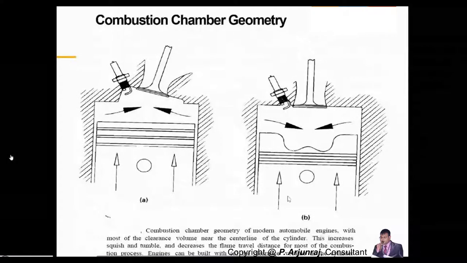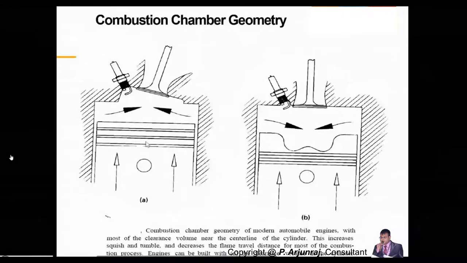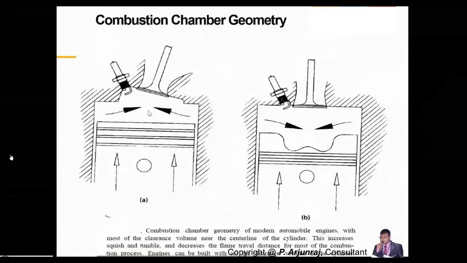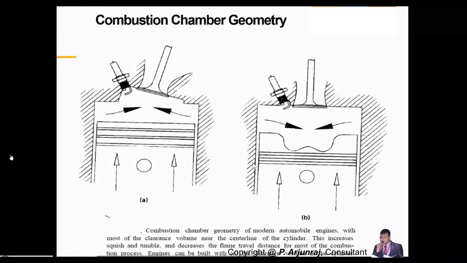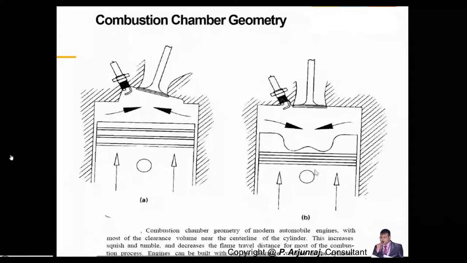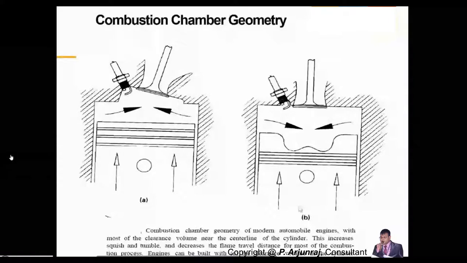These are the two different geometries you have for a combustion chamber. The first geometry is the one having the clearance volume in the cylinder head. B is the configuration where you have the bowl in the piston. This is the piston bowl, and this is the crown, which is the top portion of the piston. In the case of B, you have a combination of the piston bowl and the crown configuration.